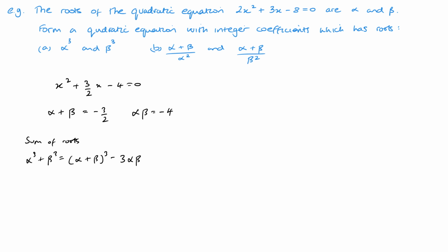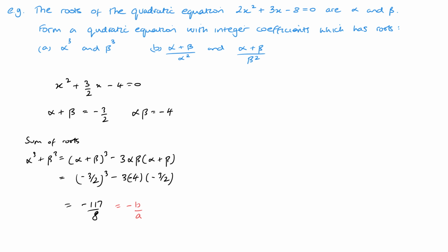So 3 alpha beta, alpha plus beta there. So here we have minus 3 over 2 cubed, minus 3 times negative 4 times negative 3 over 2. Just working this out, and I get minus 117 over 8. And of course, as you remember, this is now going to be my new minus b over a, my sum.